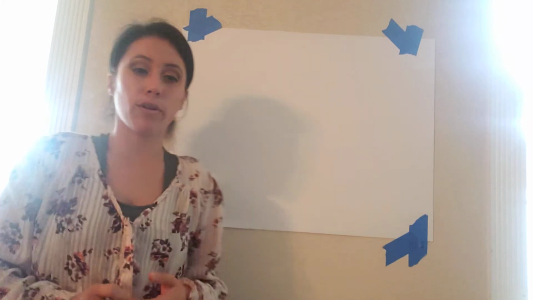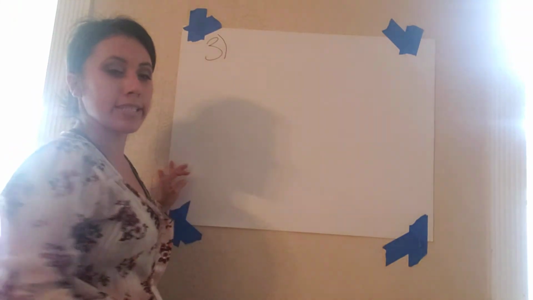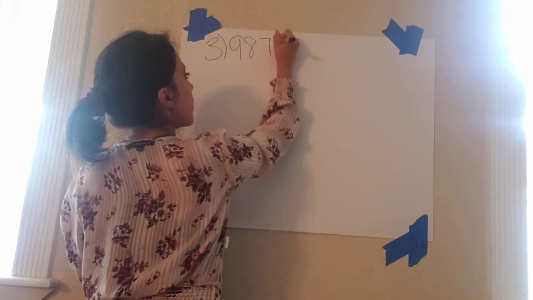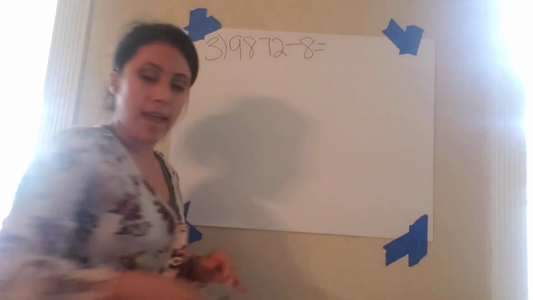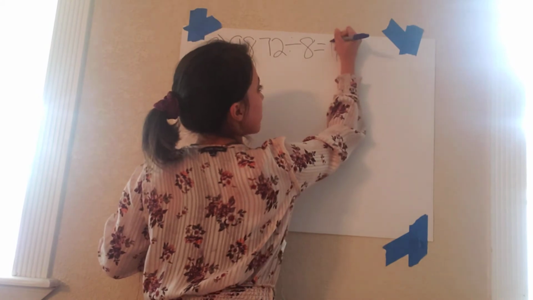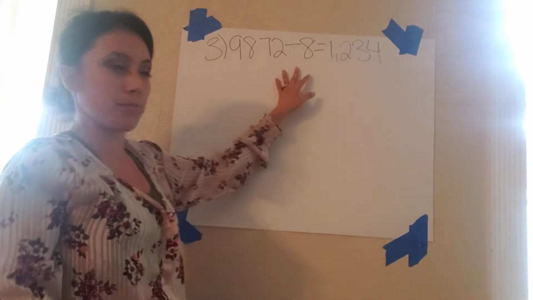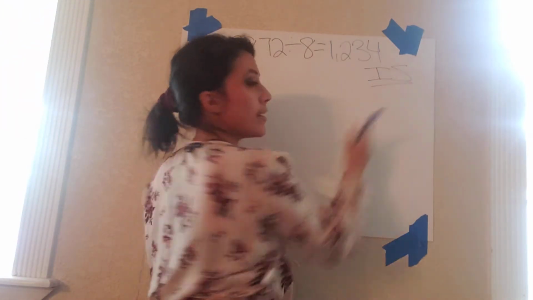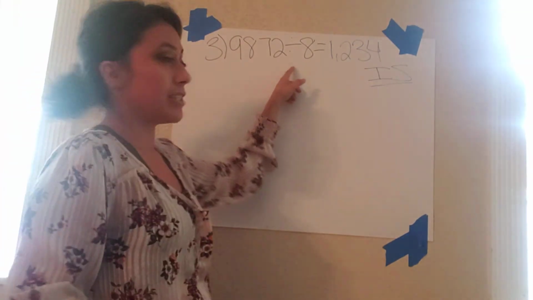Okay, so now we're going to go over the last problem, which is 9,872 divided by 8. And the group said that they got the answer 1,234 for the division problem. And the other group said that it is divisible by 8. So let's start with the divisibility first.